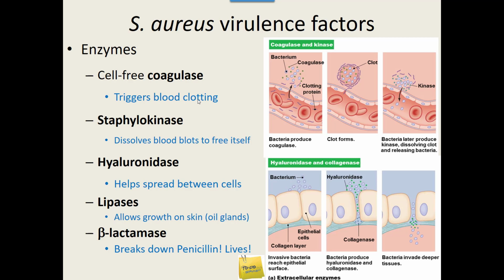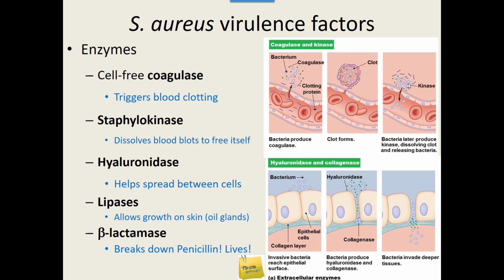It has another enzyme, again, these enzymes all end in ACE. It has staphylokinase, which helps dissolve blood clots so that it can free itself. At some point it's not going to want to be hiding in that blood clot, so it can break down the blood clot and then go to wherever it needs to go, infecting new areas.